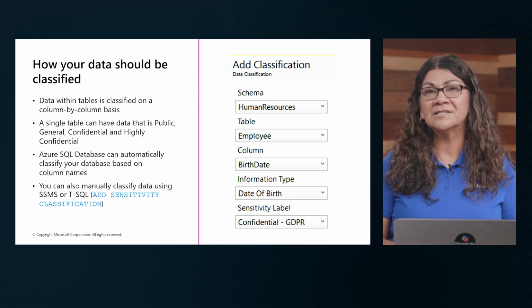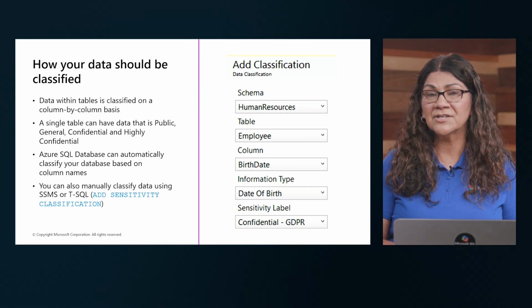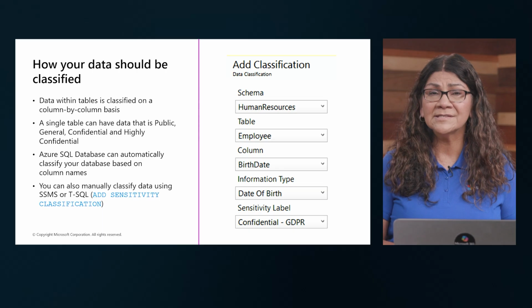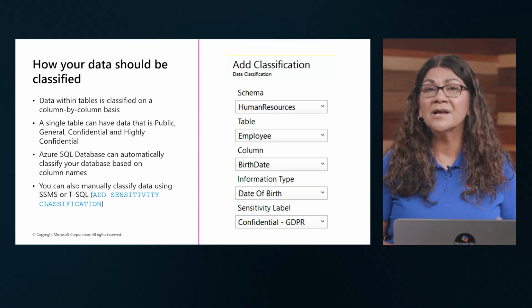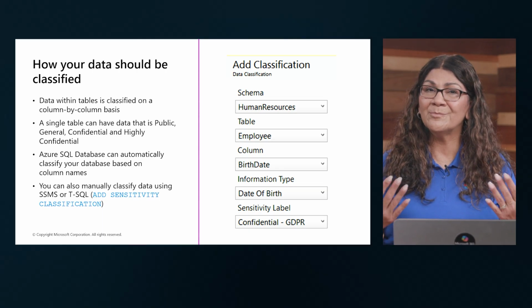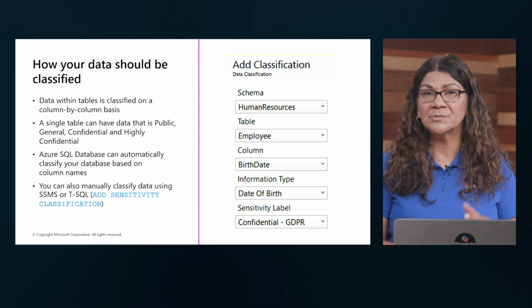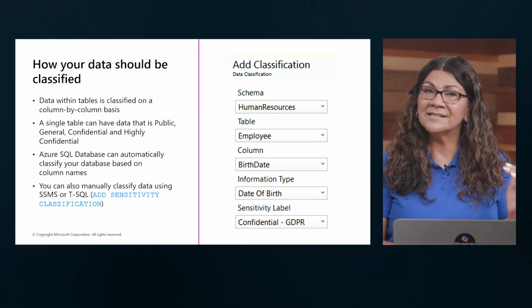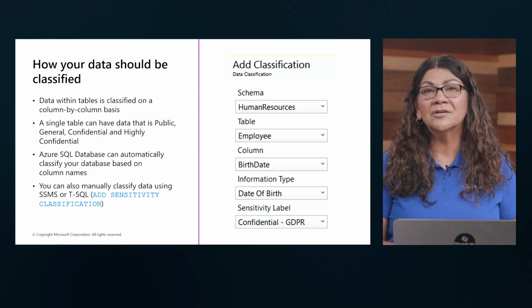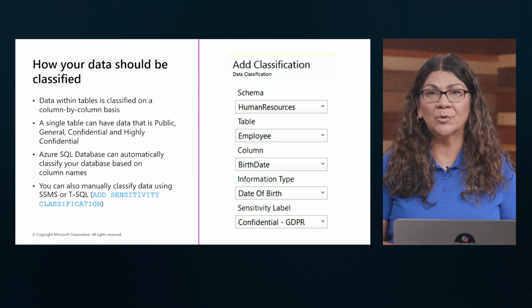Azure SQL Database can automatically suggest classifications based on column names. That will help streamline the process, while administrators can also go in and manually apply classifications using SQL Server Management Studio or T-SQL commands like ADD SENSITIVITY CLASSIFICATION. You can also just do it right inside the Azure portal.